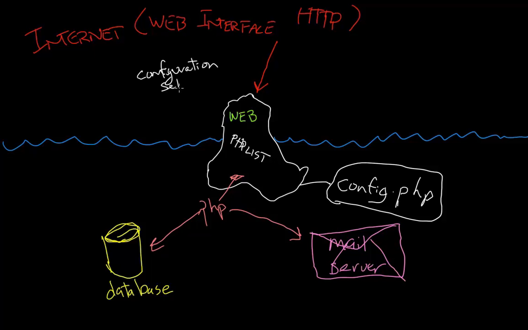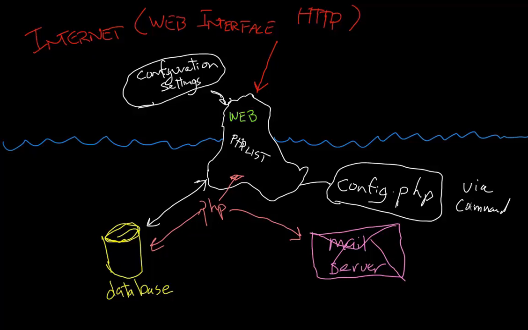Some of them, actually you set from the web interface, and then those go and they're stored into the database. So there's two sets of settings. One is this configuration settings that you can get to from the web interface, and then there's config.php, and this is, I'll call it, via the command line. That's a zero, that's a no. So to configure phplist completely, you need to do both.